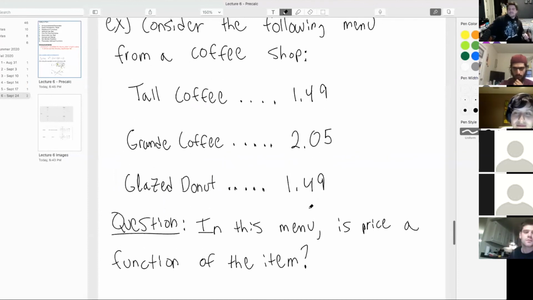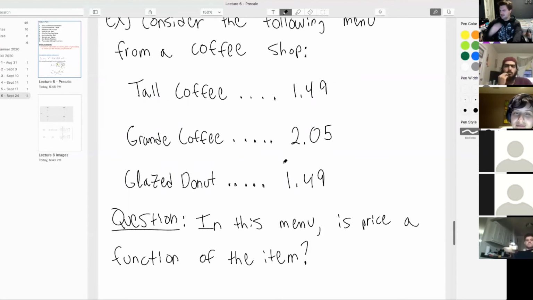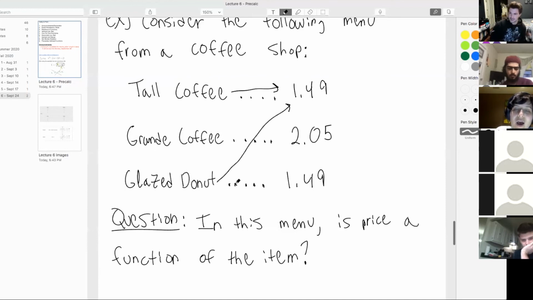Well, so this is asking... there are two outputs, they're the same thing, right? No, but you have two different inputs for the same amount. That's okay though, because tall coffee is going to 149 and glazed donut is going to 149. You can have two different inputs going to the same output. You just can't have one input going to two outputs. Oh, okay.